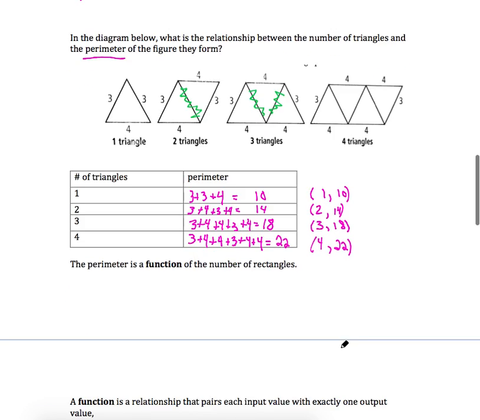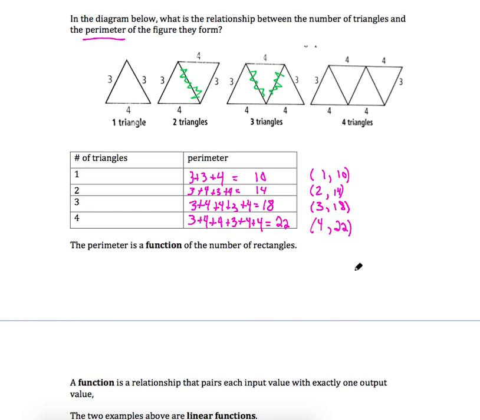So if we look at the pattern again, we see that our x pattern is up 1, and that happens with every x value. And our y pattern is that we're going up 4, and that happens for every y value. So again, if we would graph this, we would end up graphing a line.